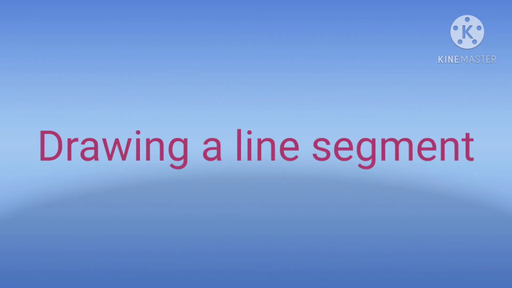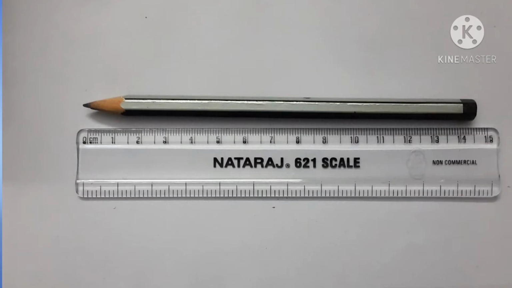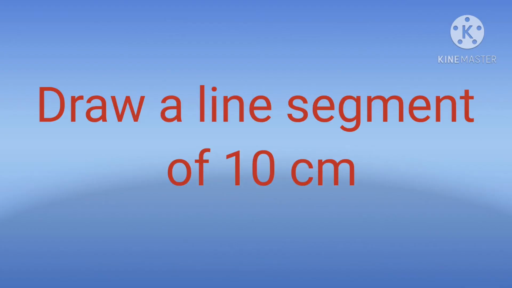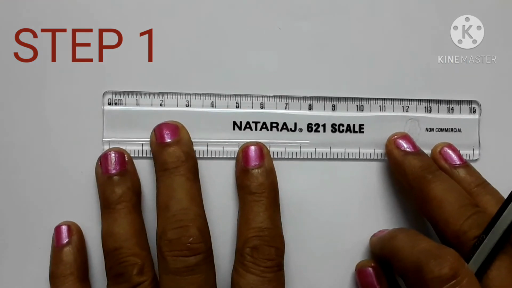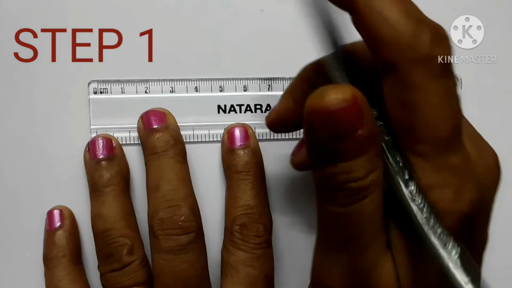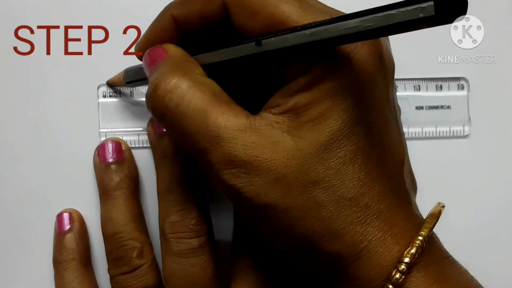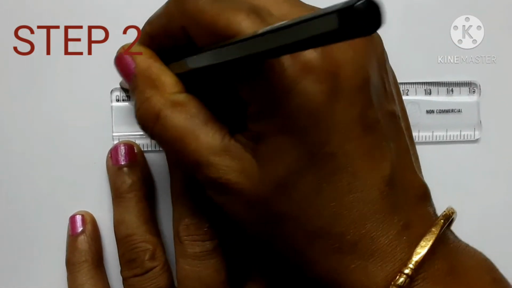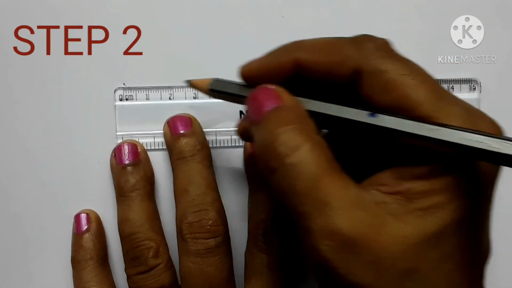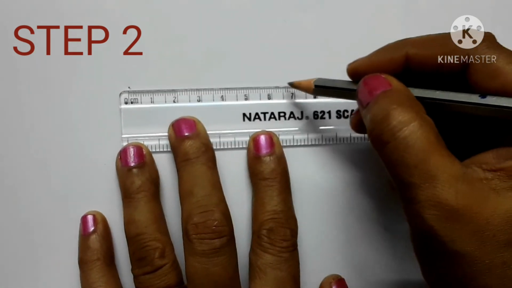Next, let us learn to draw line segments. To draw a line segment of a given length, we need a ruler and a pencil. Now let us draw a line segment of 10 centimeters. The first step is to place the ruler on the paper and firmly hold it with one hand. Now step 2. On the paper, mark a sharp pencil point against the 0 mark on the ruler.